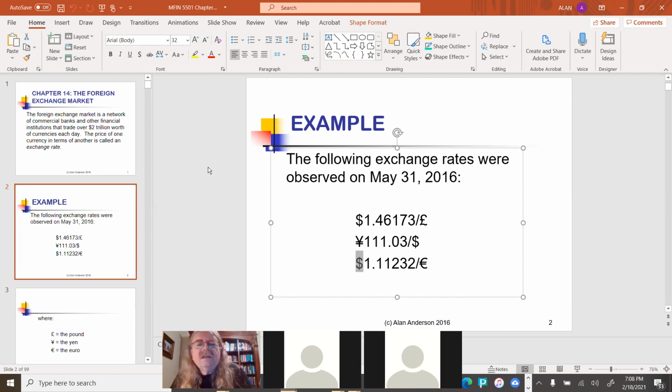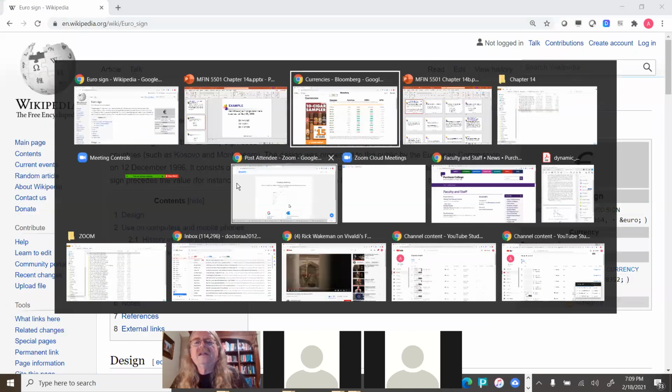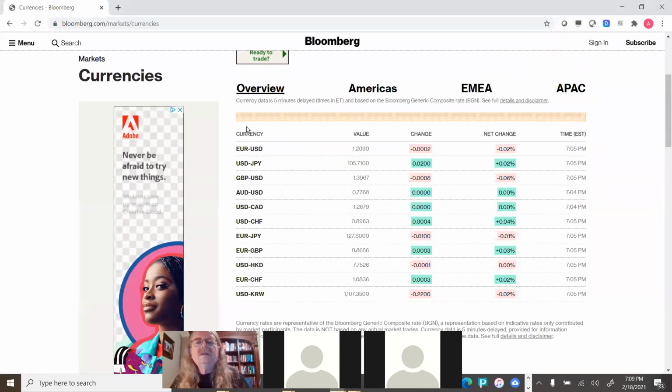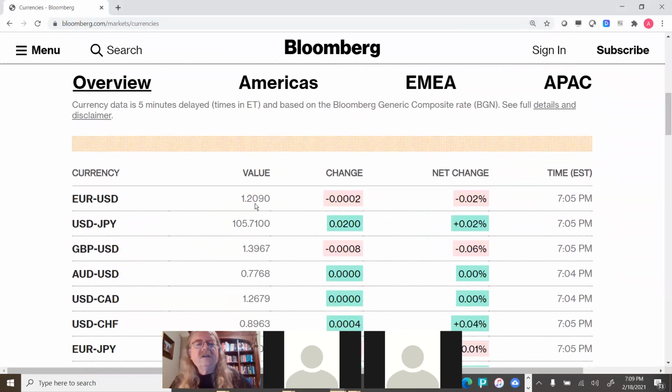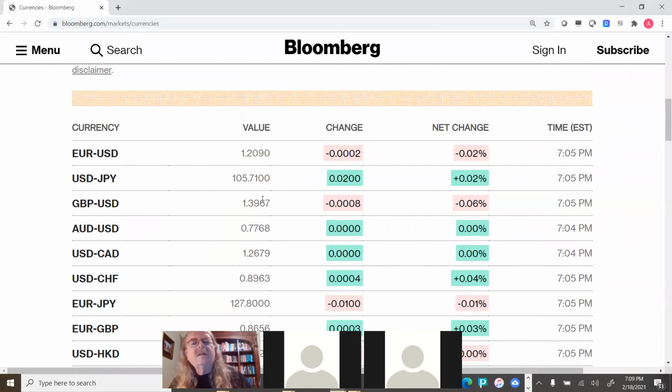All right. Well, anyway, so these are the quotes that were valid in 2016. Let's take a look at what they look like now. So, for example, it now takes $1.209 to buy a single euro. There it is. I don't know if you can see it. It's very faint on here. It takes about 105.71 Japanese yen to buy a single US dollar. And it takes about $1.39 US to buy a British pound, which is up from about $1.20 a couple of years ago. That was part of the fallout of the Brexit.